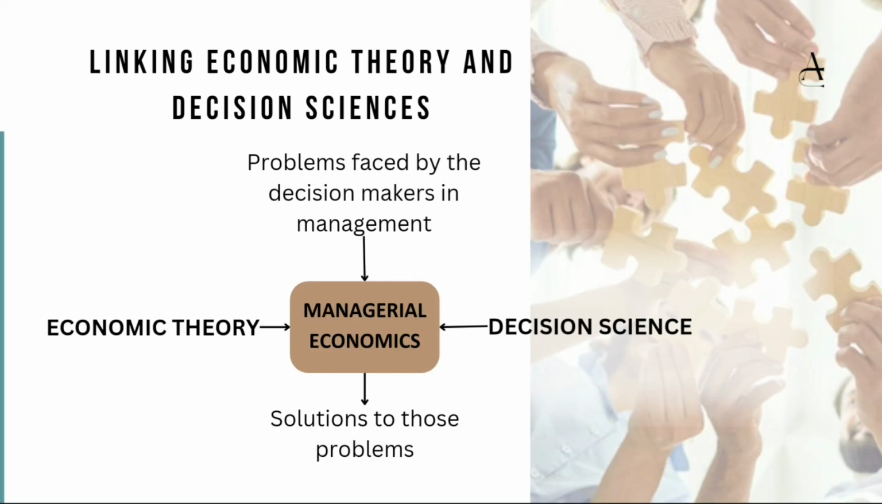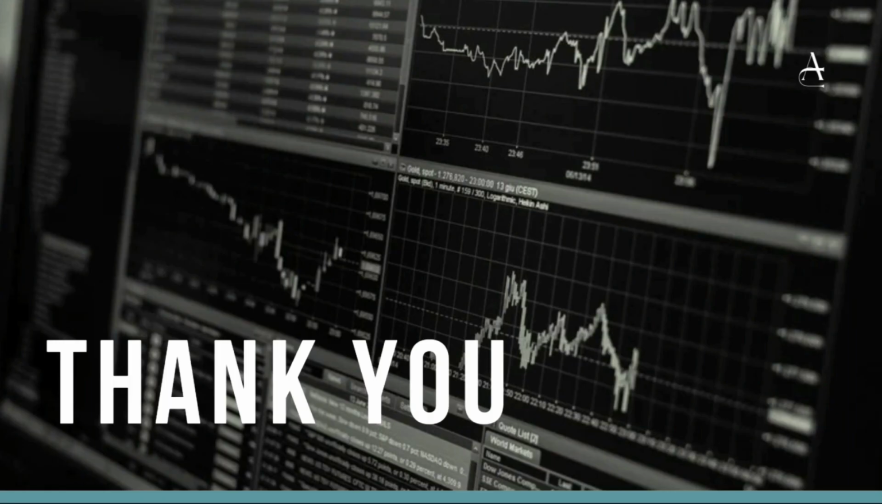So economic theory and decision sciences, they both come together in the form of managerial economics and help us managers to find solutions to those problems which we are faced with. So that is how economic theory and decision sciences get linked. So if the question comes about managerial economics also, you can write about this linkage between economic theory and decision sciences. So with this video we have covered, I think, almost all the important topics in unit 2. I hope you found this useful.